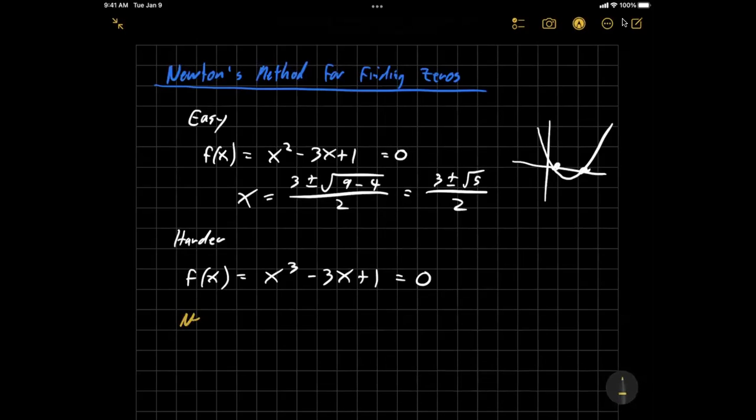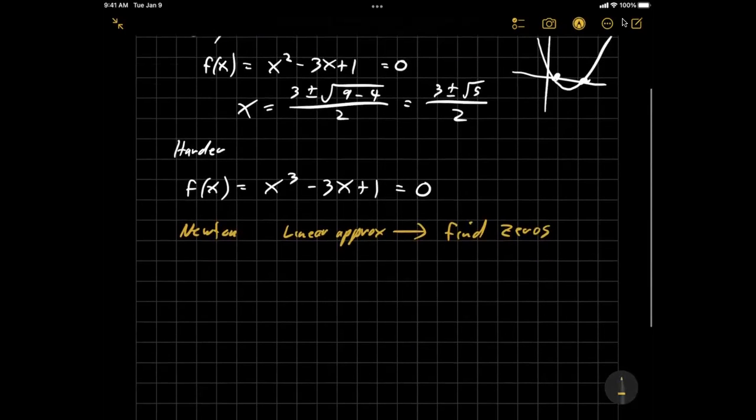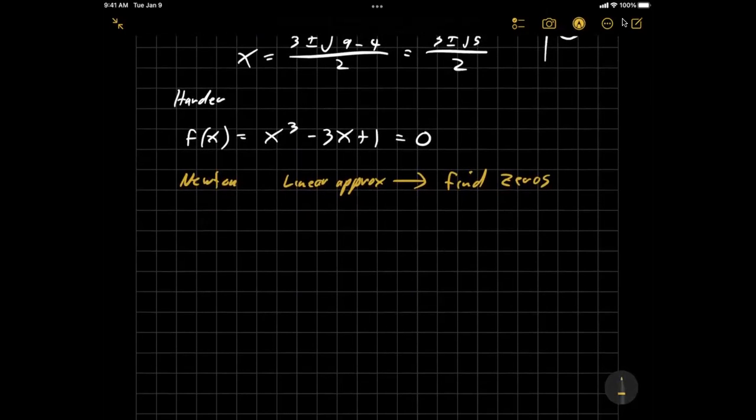So Newton takes linear approximations of functions and uses them to find zeros. Let's look at the function that we've been given. Let me make a little chart here, a t-table. I have figured out some of these values in advance so that we don't have to waste too much time in the video.